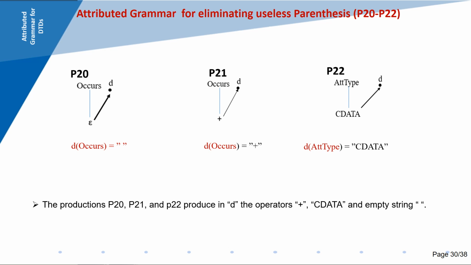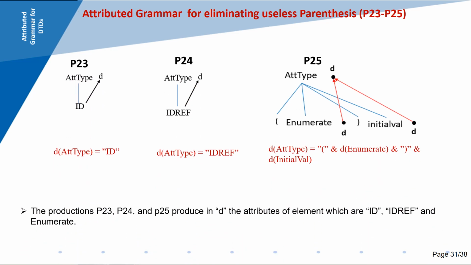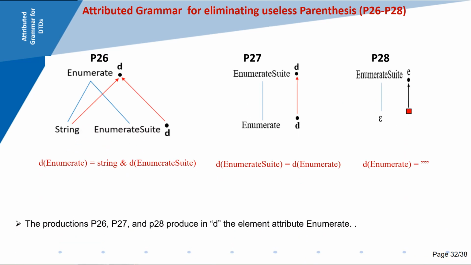The productions P20, P21, and P22 produce indeed the operators plus, #PCDATA, and empty string. The productions P23, P24, and P25 produce indeed the attributes of elements, which are ID, IDREF, and enumerate. The productions P26, P27, and P28 produce indeed the element attribute enumerate.